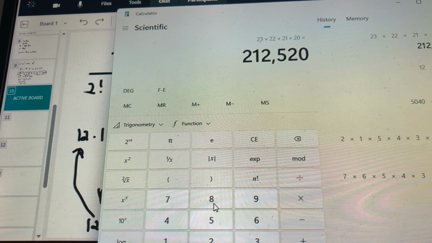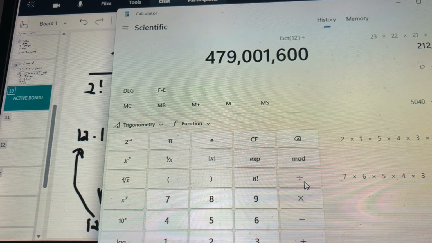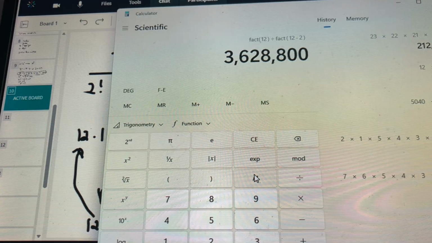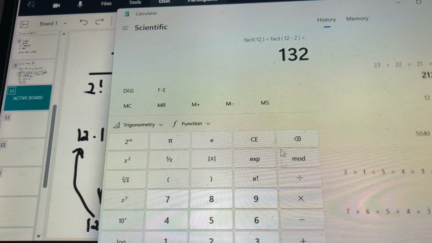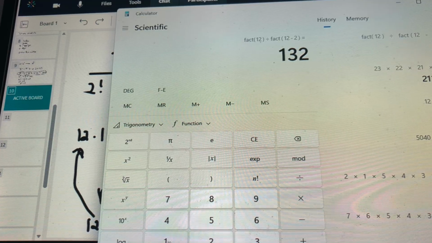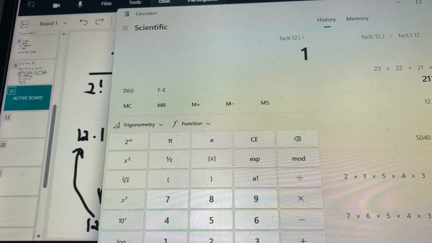Now, some of these you can even do this. You can do 12 factorial divided by parenthesis 12 minus 2 parenthesis factorial. And then press equals, and there's 132 that way too. Or I could just type 12 factorial divided by 10 factorial. Whoops.